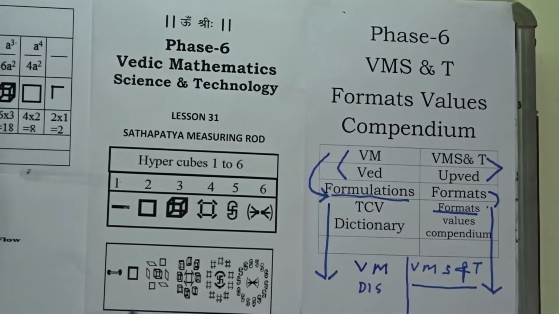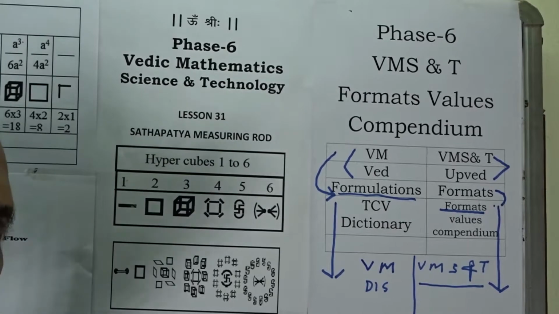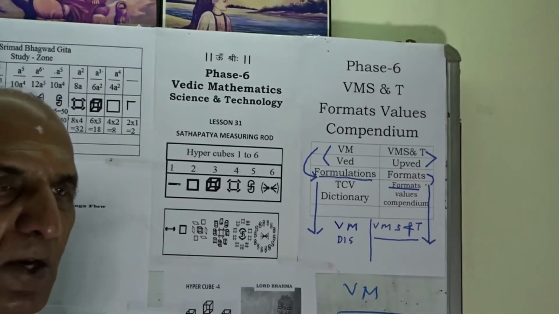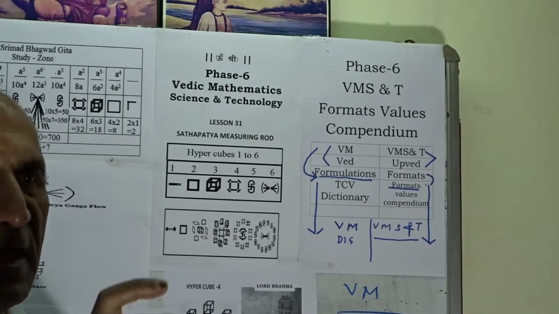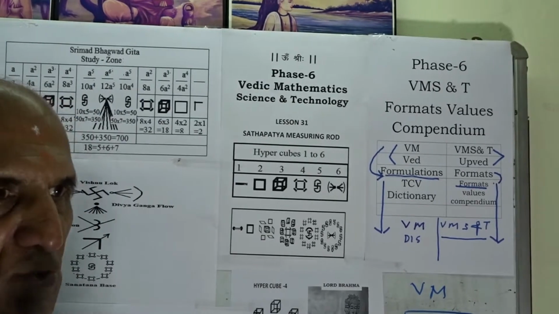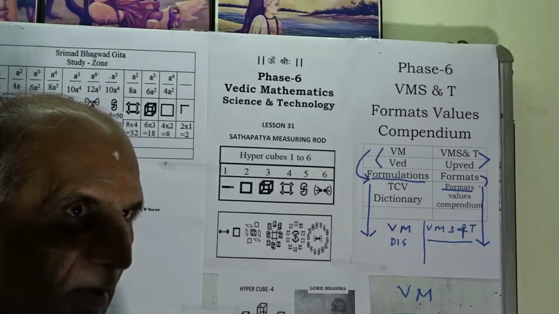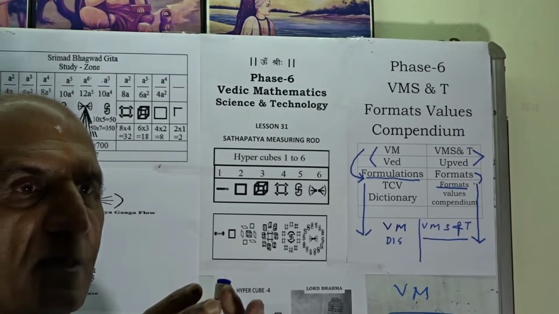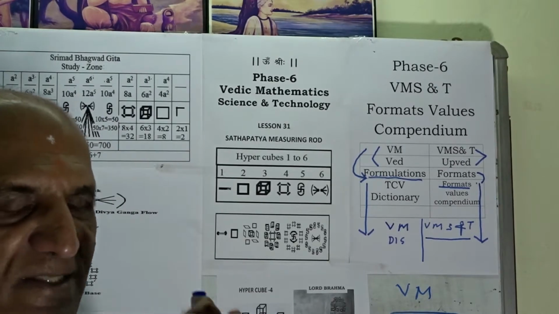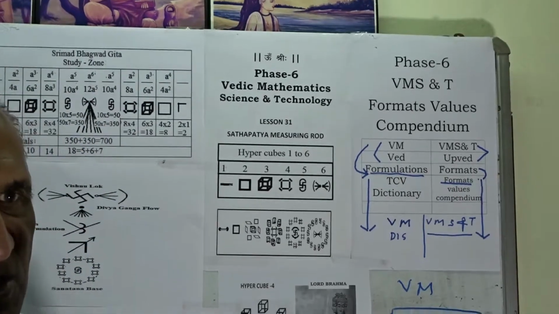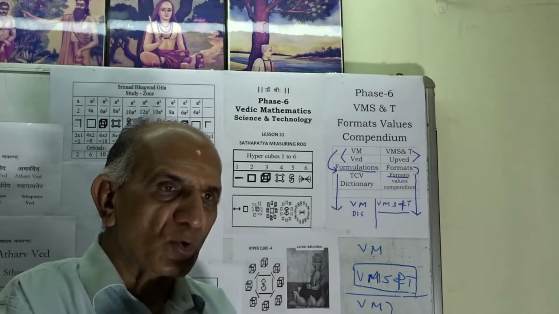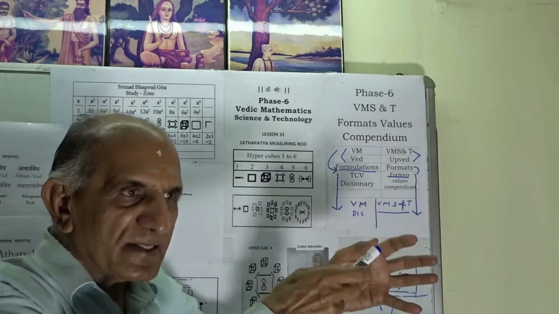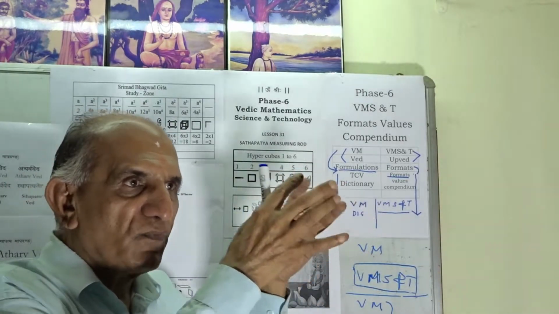and make a note in our compendium that previously our focus has been upon a dictionary. It was a TCV dictionary. Now our focus is upon the compendium. It is the formats values compendium. So the formats values compendium is a distinct approach, distinct guideline, distinct way of approaching, distinct processing steps. So in Vedic mathematics, we were having words formulations.